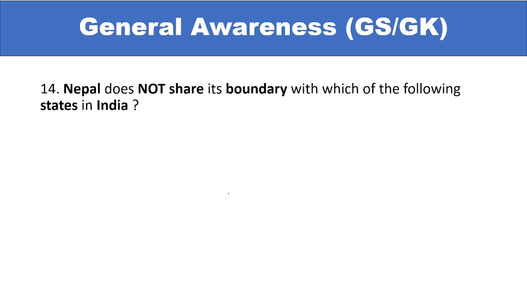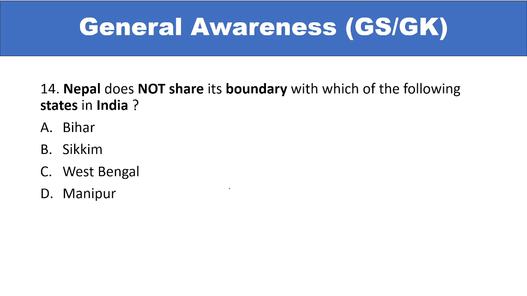Next. Nepal does not share its boundary with which of the following states in India? The options are Bihar, Sikkim, West Bengal, Manipur. So these questions related to borders are also very important. One possible question is how many other countries a country shares a boundary with, or how many states a particular country shares boundaries with. This is also very important from the exam point of view.